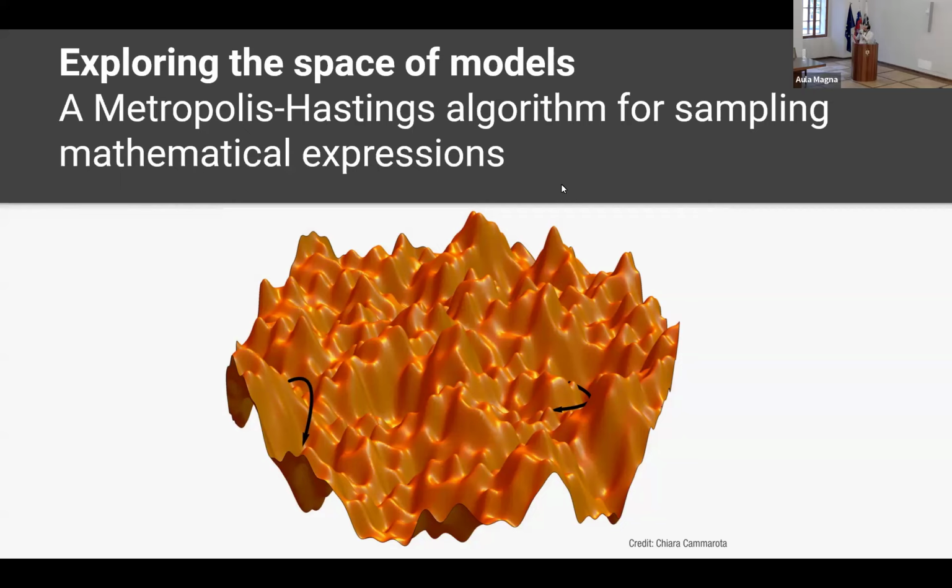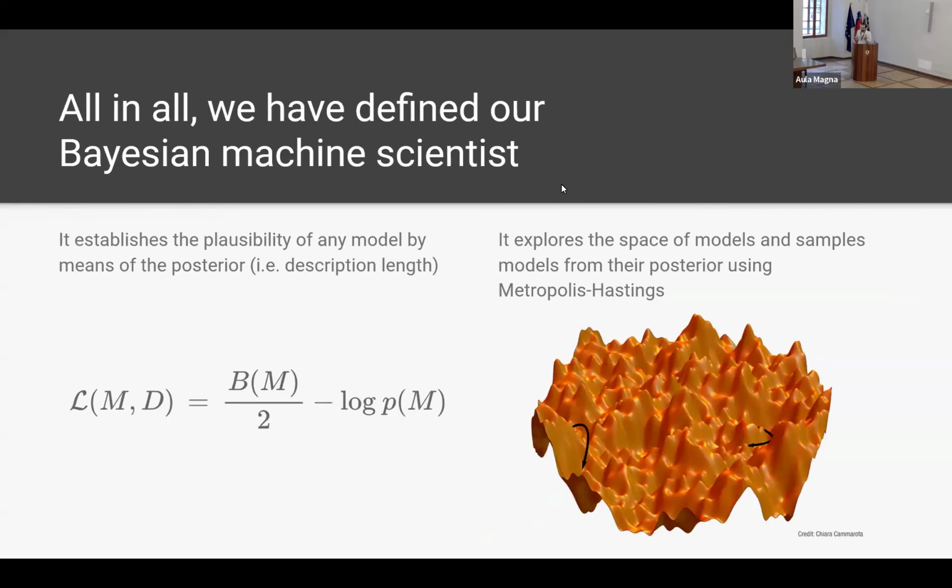The summary is that we can explore this in a way that guarantees that we give more importance to the models that are more relevant. If you got lost, this is a good point to come back to the talk. Basically, we've designed the machine scientist. On the one hand, we have a way of quantifying the quality of models: you give me some data and some model, I can calculate the description length that tells me how plausible that model is. On the other hand, we have a way of exploring the space of possible models by using Metropolis Hastings, the algorithm that physicists use for exploring energy landscapes.